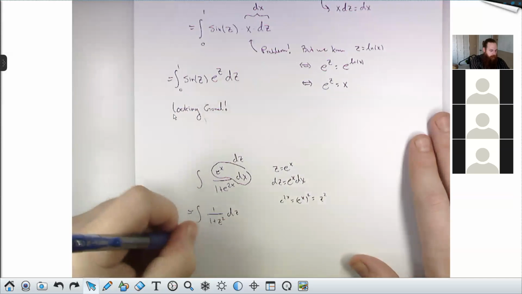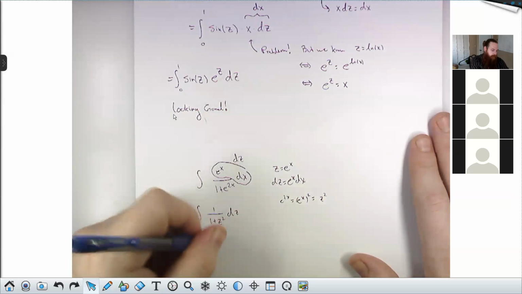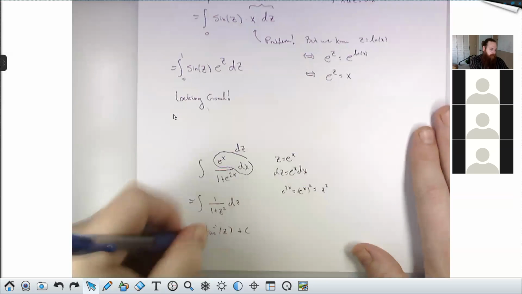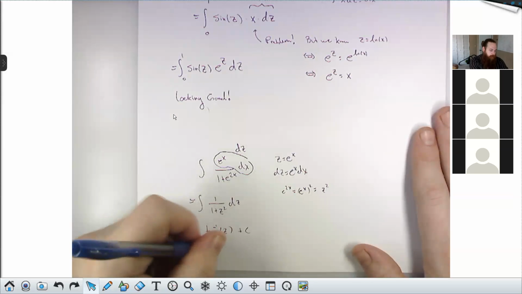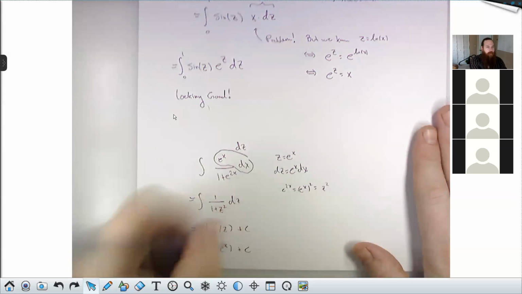And then from there, it's just straight arctan. This is the inverse tangent of z plus c. So that's arctan of e to the x plus c.